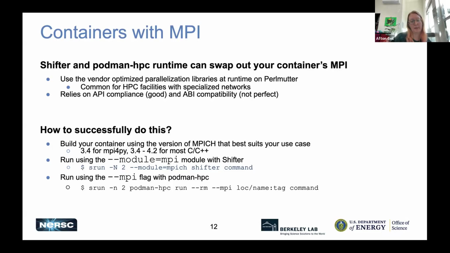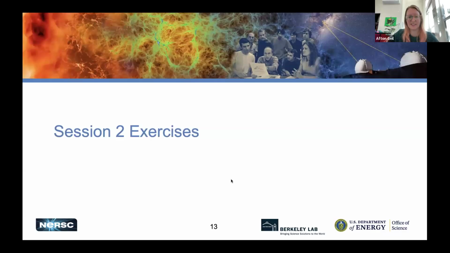I think this is also something that Adam mentioned before. This dash dash mpi flag was something from session one. If you're using Podman HPC, you'll just want to add this dash dash mpi flag. With Shifter, the command is dash dash module mpich.